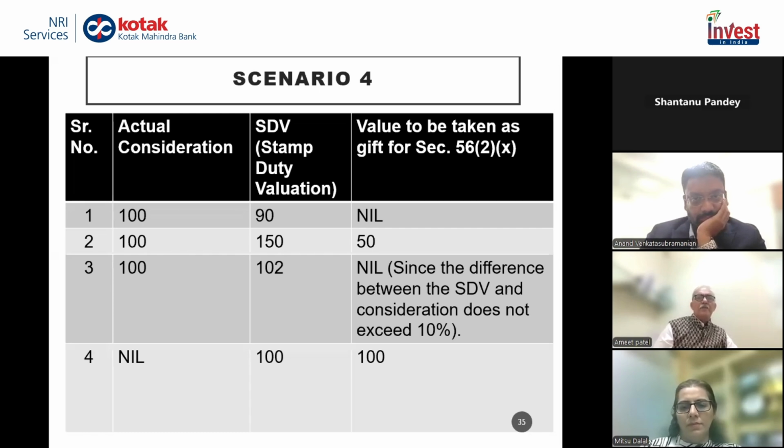In another example, stamp duty value is 102 and the consideration paid is 100. Now the difference is 2. So there is a difference between stamp duty value and the consideration. But that difference of 2 rupees falls within the safe harbor of 10% which is given. And therefore, there would be no tax implication in this case as well. If the consideration is nil, but the stamp duty value is 100, then the entire 100 minus 0 is 100. The 100 rupees would be treated as the value of the gift and would be taxed in the hands of the recipient.